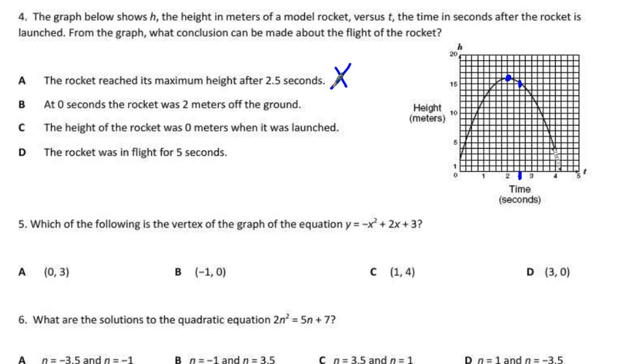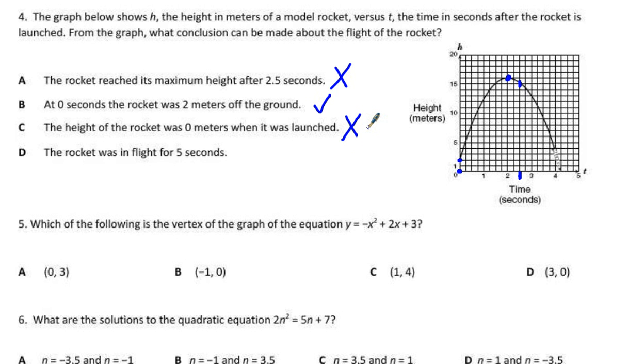Option B says at 0 seconds, the rocket was 2 meters off the ground. So if I'm looking down here at my time, at 0 seconds, it looks like he starts about right there, which these are increasing by 1, so that would be at 2. So I'm going to say, yeah, I think that's a maybe for now, but I always want to make sure that the other statements don't work too. The height of the rocket was 0 meters when it was launched. So that means at 0 seconds, it would have to be down here. Okay, well, it's looking like our graph starts a little bit above that. So I'm going to say he's a no-go as well.